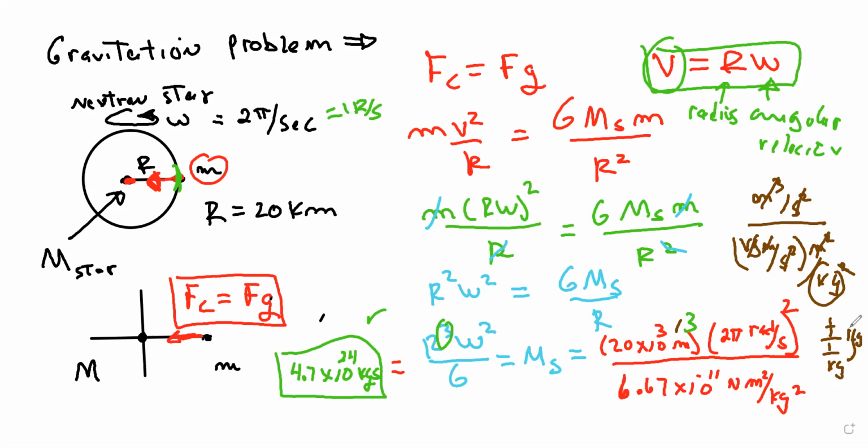You have a problem here from Halliday and Resnick, chapter Gravitation, and the answer is 4.7 times 10 to the 24 kilograms. That must be the mass of your neutron star, which is rotating. That would be the mass in order for the particle of mass little m to be attracted to the center, where you have the concentration of all the mass of your neutron star.